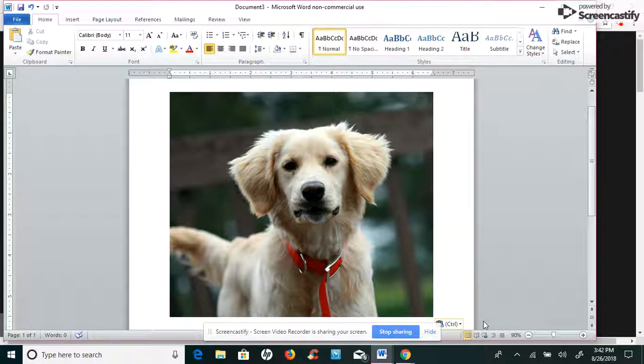Read the passage to yourself and then complete the activity below.